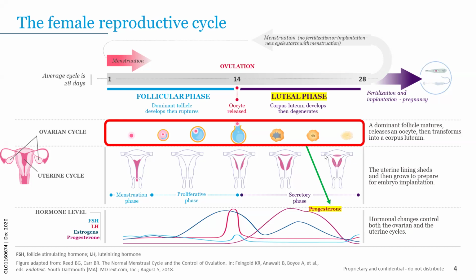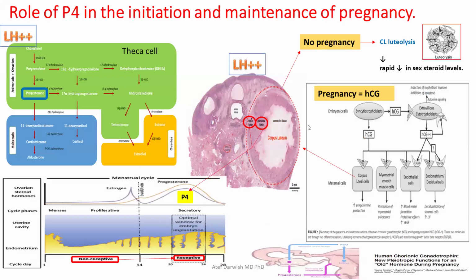This is in the ovarian cycle. The progesterone comes from the corpus luteum, which is secreted by the theca cells under the stimulatory effect of LH to change the endometrium from non-receptive to receptive. But if no fertilization occurs, the corpus luteum will undergo luteolysis, and there is a drop of the hormones, particularly progesterone, and so the patient will have a menstruation.